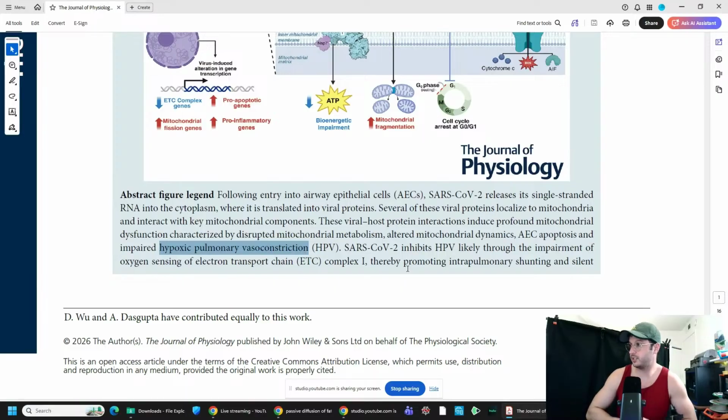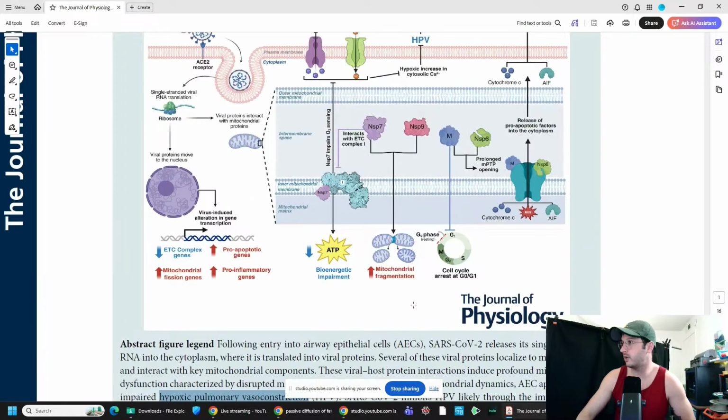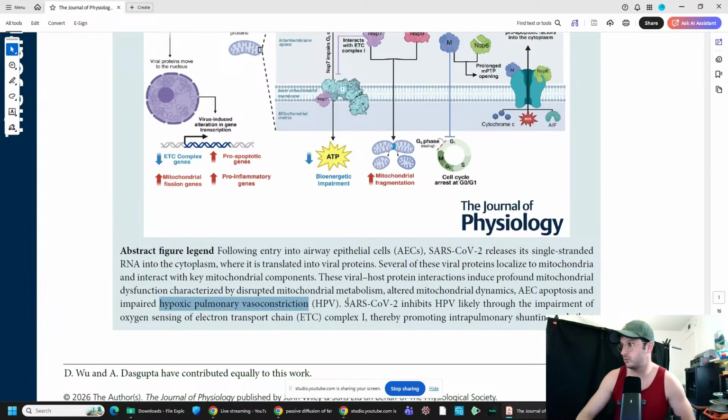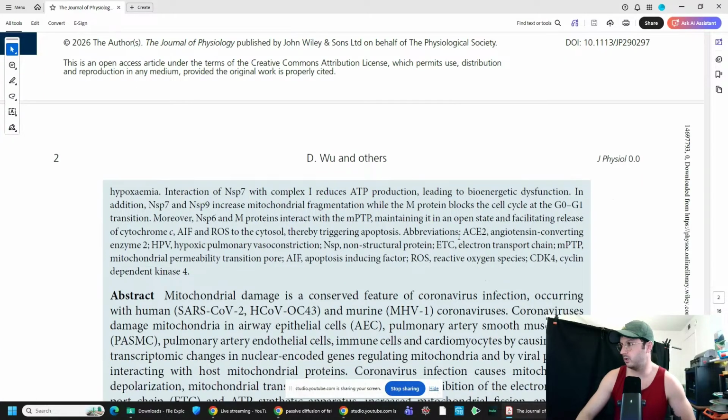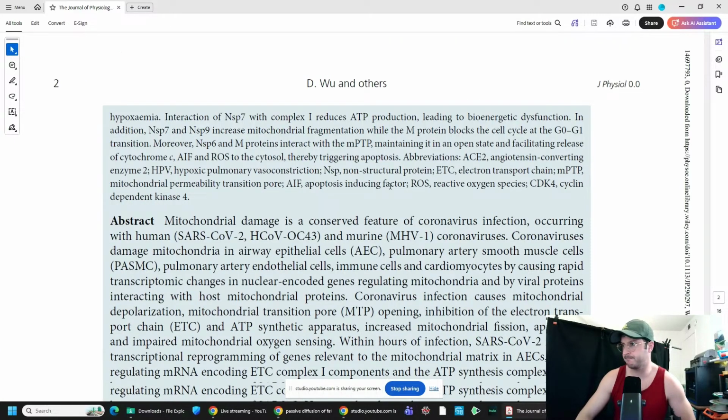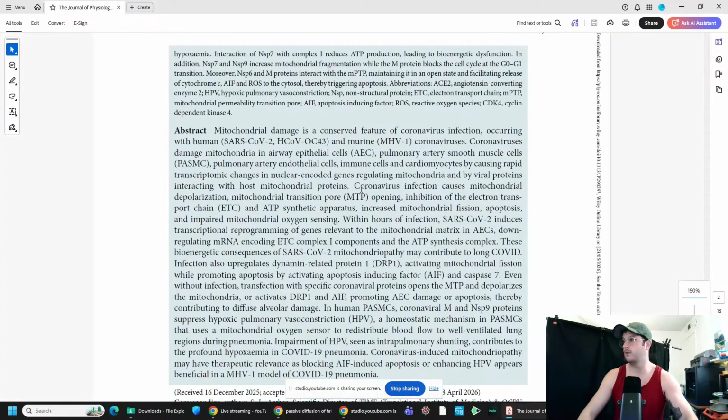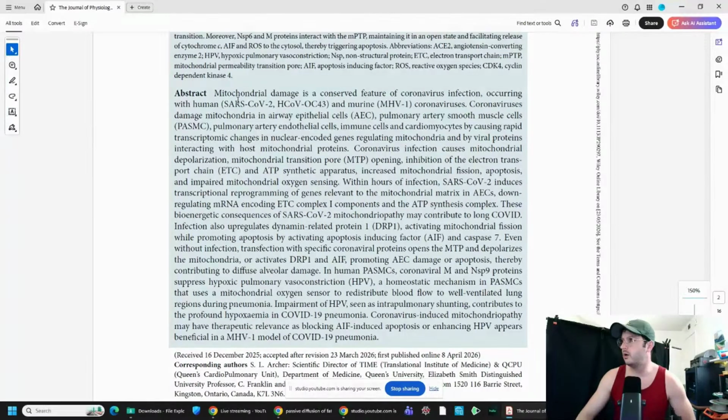SARS-CoV-2 inhibits HPV, likely hypoxic pulmonary vasoconstriction, through the impairment of oxygen sensing of electron transport chain complex 1, thereby promoting intrapulmonary shunting and silent hypoxemia. Mitochondrial damage is a conserved feature of coronavirus infection occurring with humans and coronavirus, so mouse.